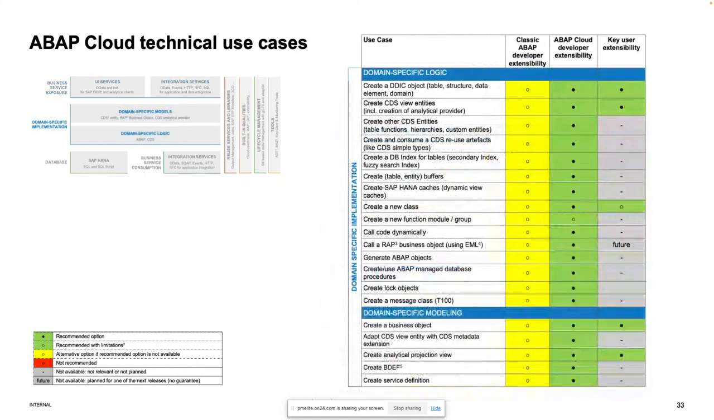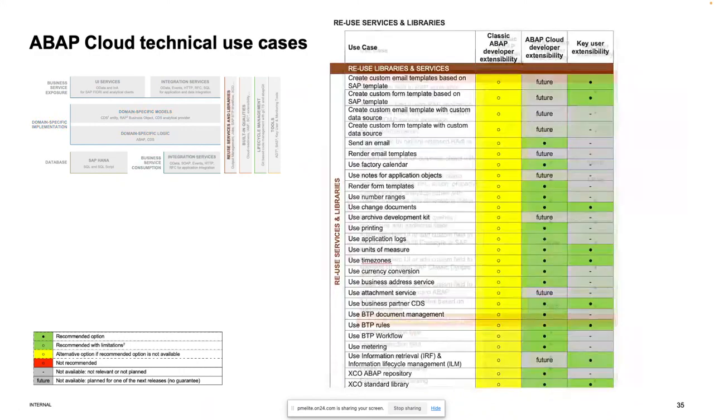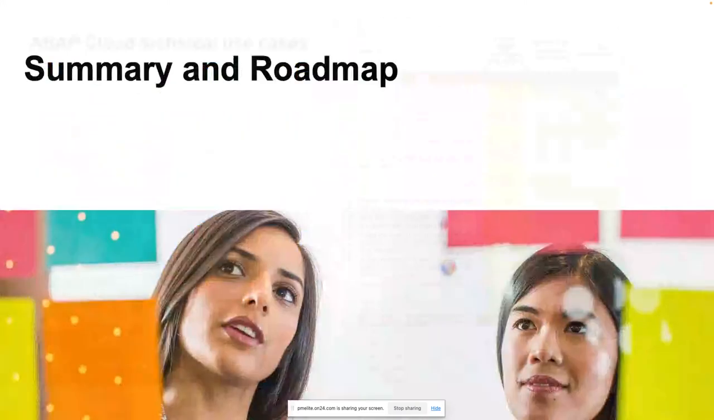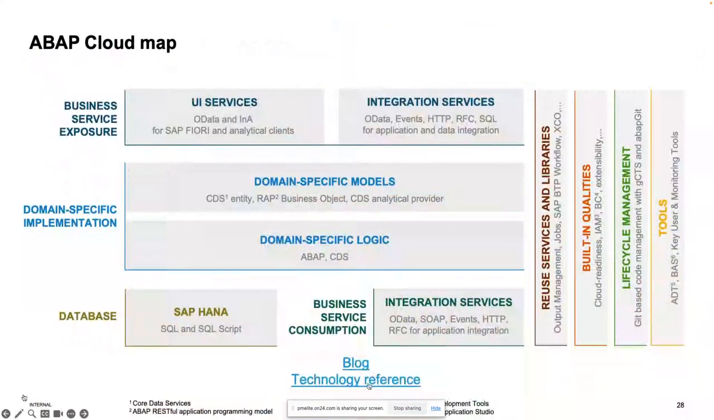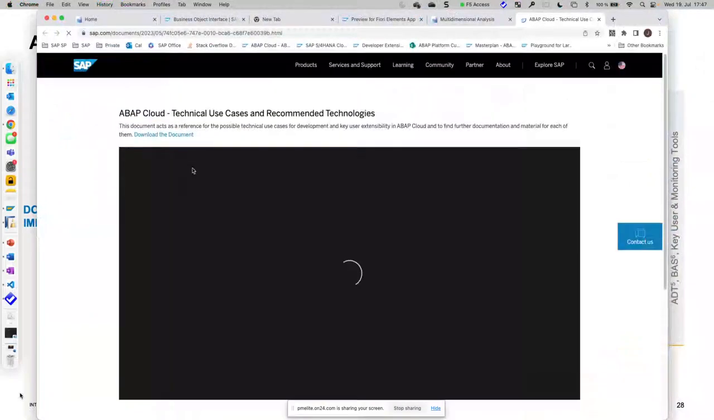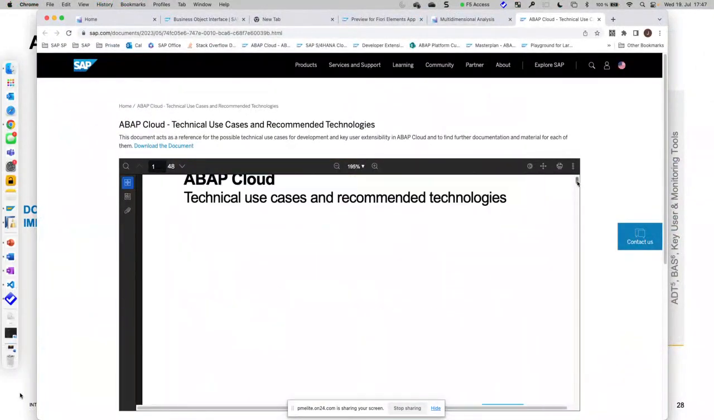And this goes down, for example, here to the domain-specific things. Of course, you can create new classes, you can create custom tables, you can create HANA caches. So this should be your reference. Given the time, I will skip explaining all that. I would highly recommend you read that carefully if you want to work with ABAP Cloud, sorry for that, and take a look at our technology reference, where all of that is listed.